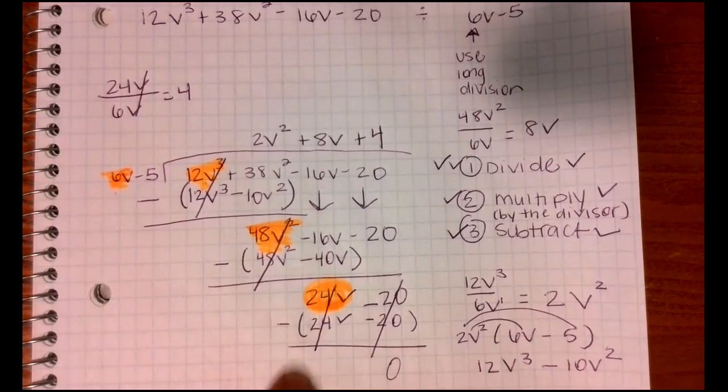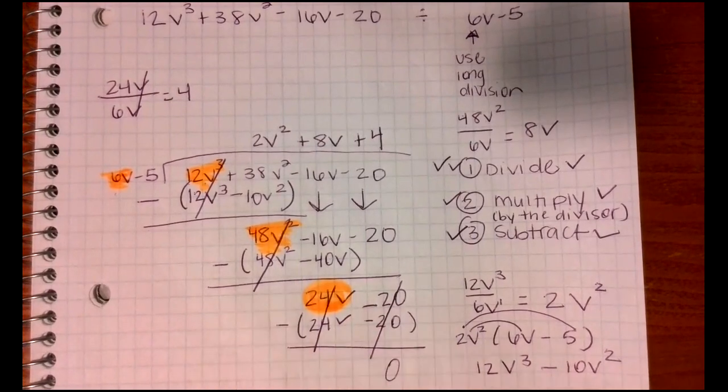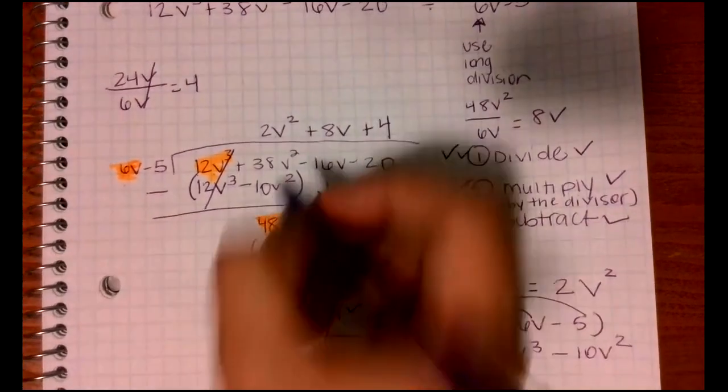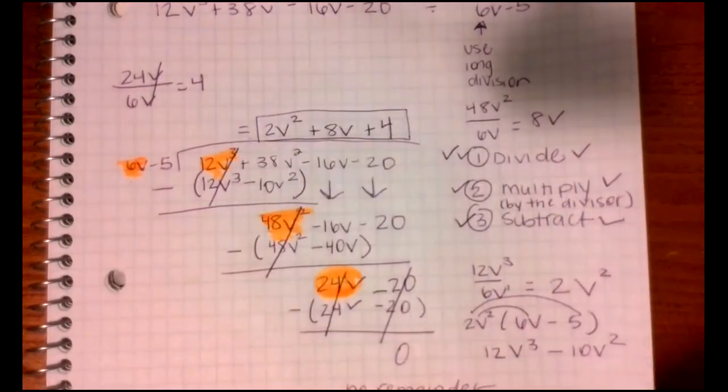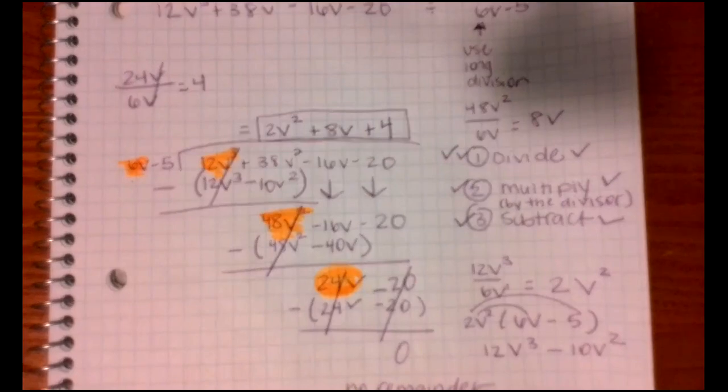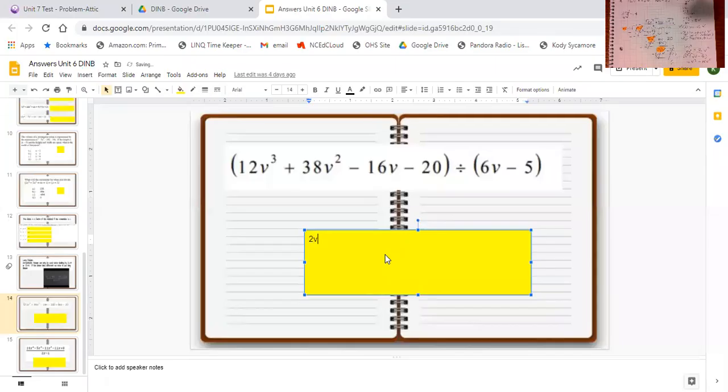24v minus 24v goes away. -20 minus a -20 is also 0. So our answer is just found up top. It's 2v squared plus 8v plus 4.